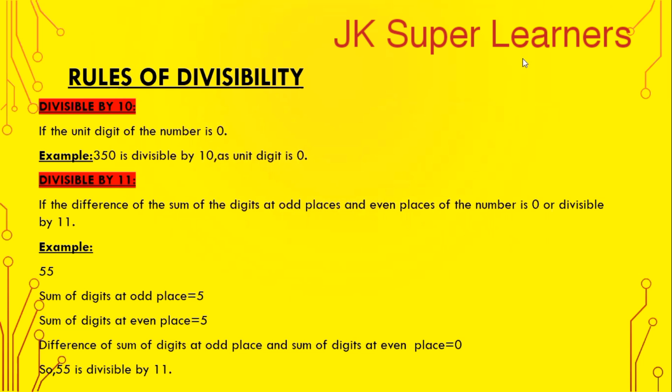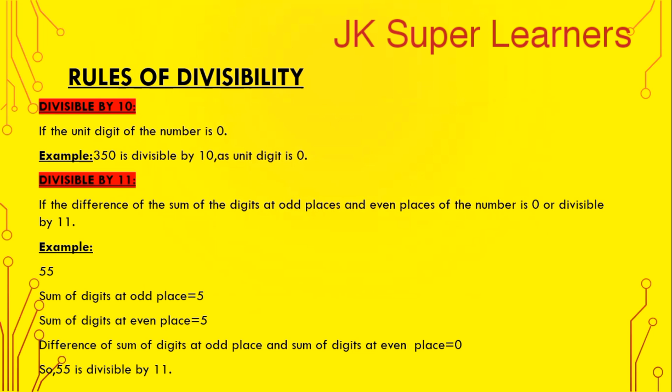Now next is divisible by 11. If the difference of sum of digits at odd places and even places of the number is 0 or divisible by 11. For better understanding, let us see an example. For example, 55 is given. Then we take the sum of the digits at odd place and the sum of the digits at even place. We have to take the difference of the both. So the sum of the digits at odd place is only 5, as at odd place only one digit is given, that is 5. And at even place also only one digit is given, that is 5.